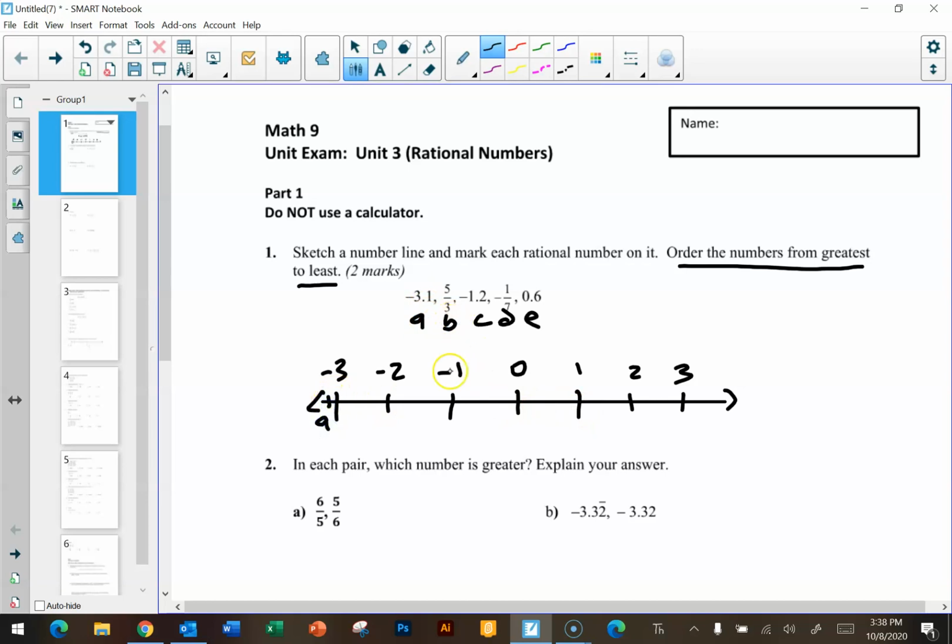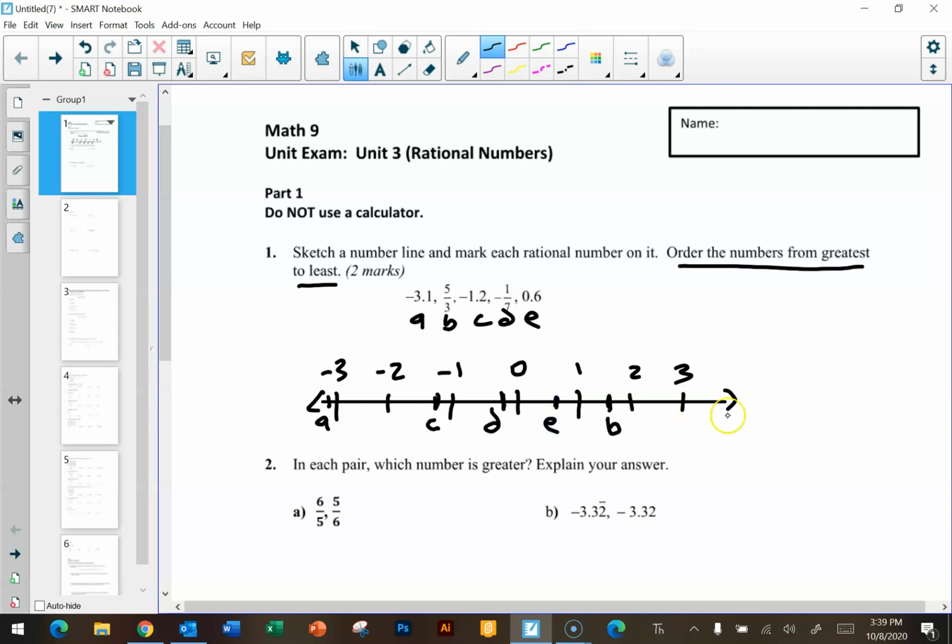So there's A. B is 5/3, so that's 1 and 2/3. So 1 and then 2/3. Okay, so it's going to be closer to the 2 than to the 1, about there. Then C is -1.2, so there's -1, and 0.2 would be about there, so that's C. D is -1/7, so that's going to be reasonably close to 0, so that would be D. And E is 0.6, which is, there's 0.5 is half, so 0.6 would be right about there.